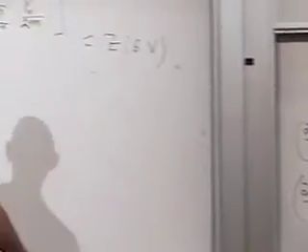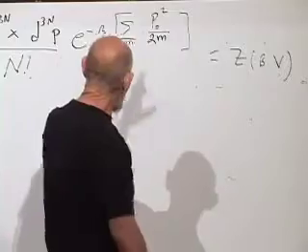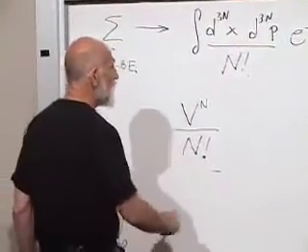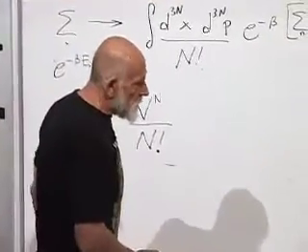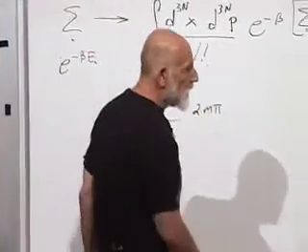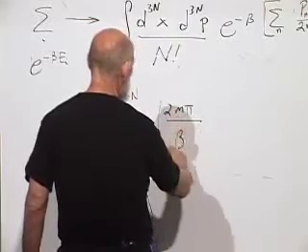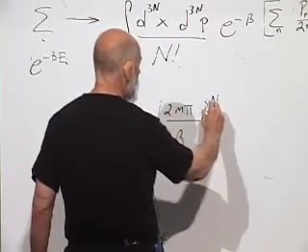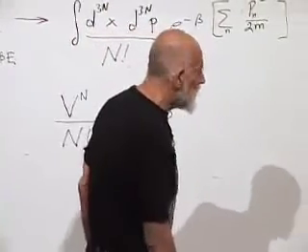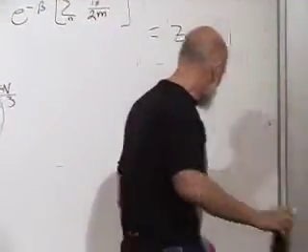How many powers of that integral are there? 3n, one for each component of the momentum. So the whole partition function has now been done. It is 2m pi divided by beta to the power 3n divided by 2.